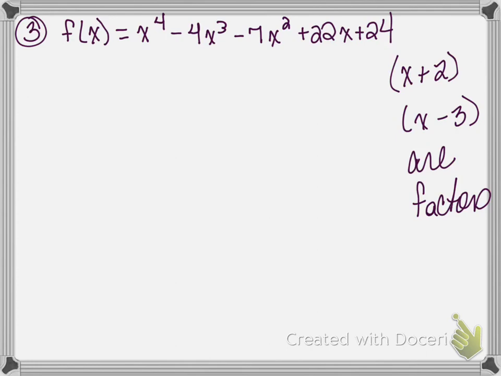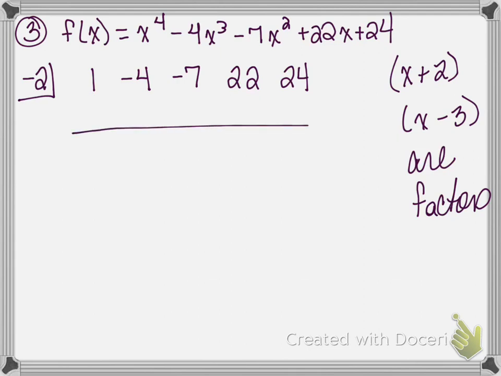So I'm going to start with my x plus 2. If x plus 2 is a factor, what's my solution? Negative 2. So that's what I put in my box. Negative 2. Then I have 1, negative 4, negative 7, 22, and 24. Okay. I bring my 1 down. Negative 2 times 1 is negative 2. Negative 4 plus negative 2 is negative 6.